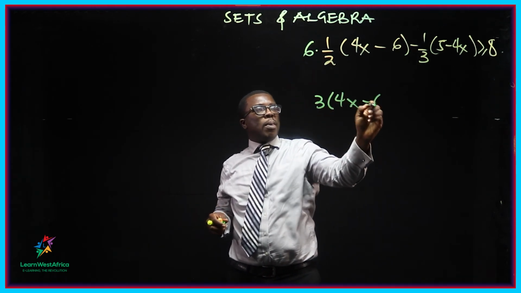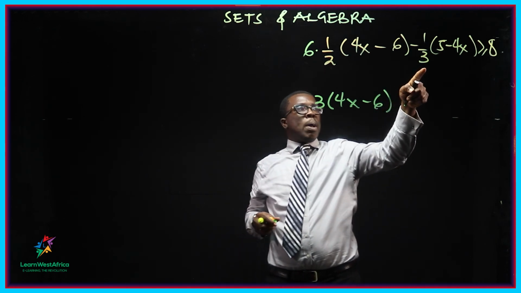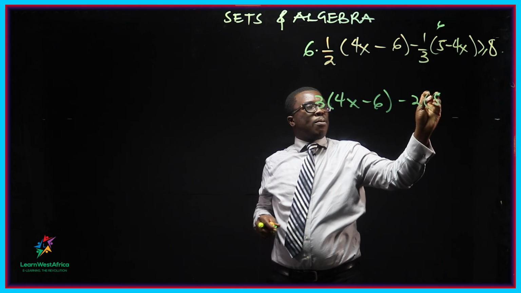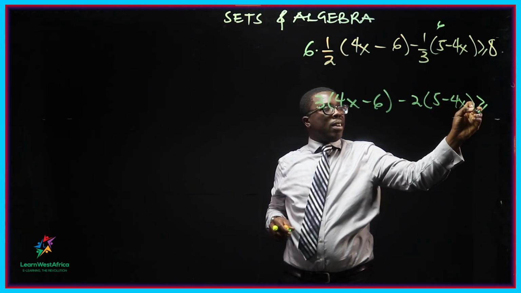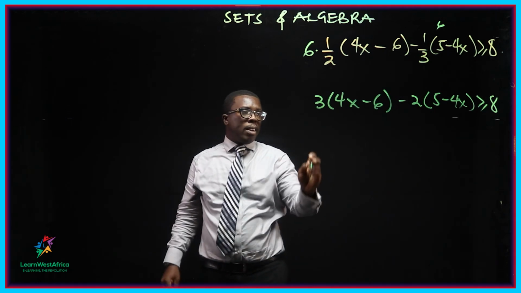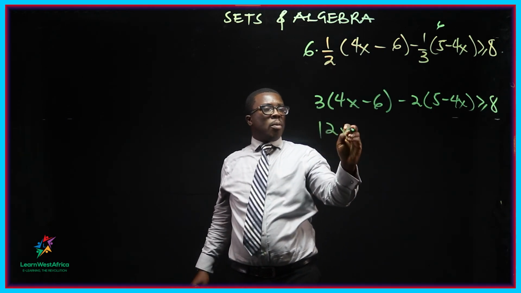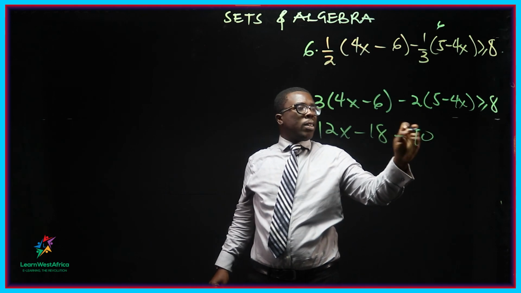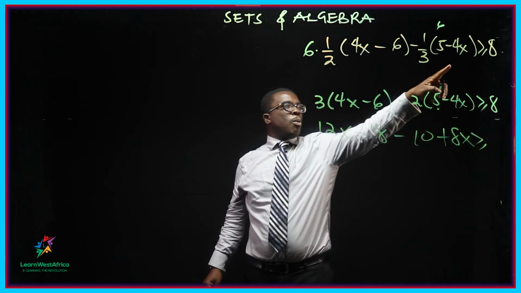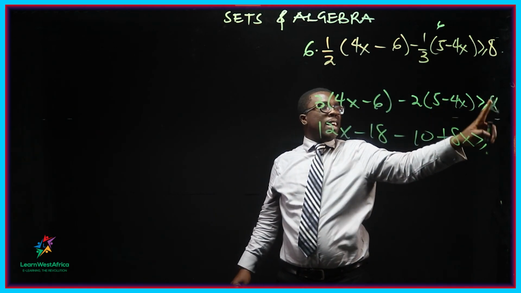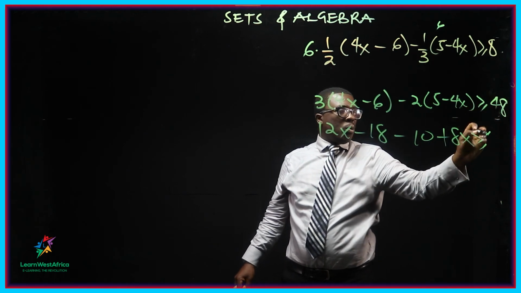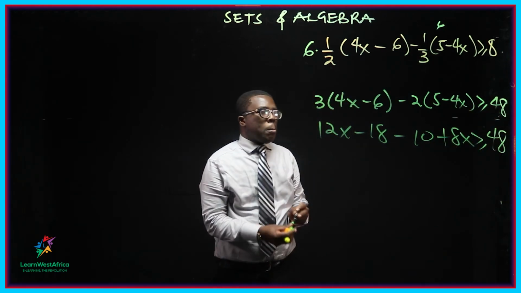Now I have 4x minus 6. Now we multiply by 6. Then you have 5 minus 4x. Okay. So we just try and expand. So we have 12x minus 18 minus 10, now plus 8x. Sorry, we multiply 8 by 6, and we have 48. So we have 48.